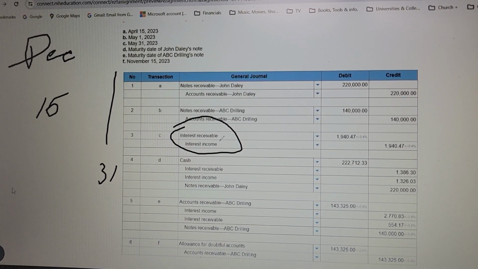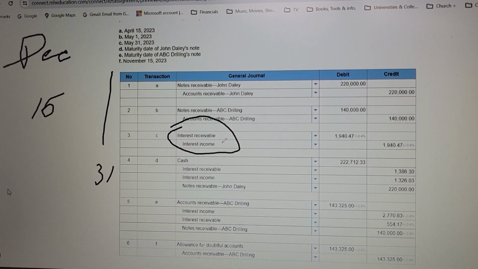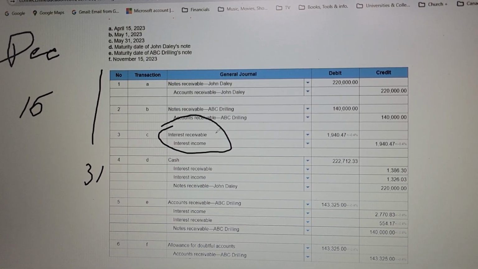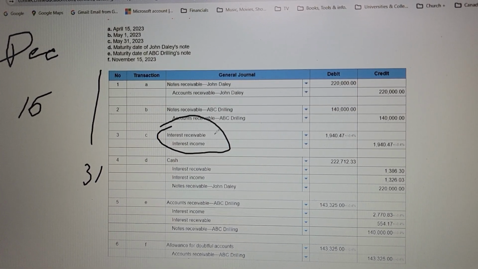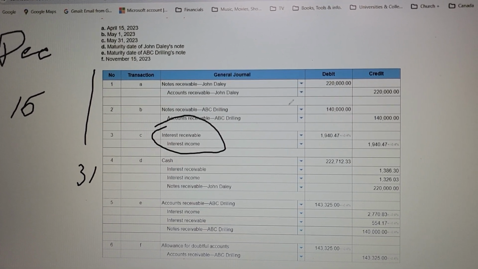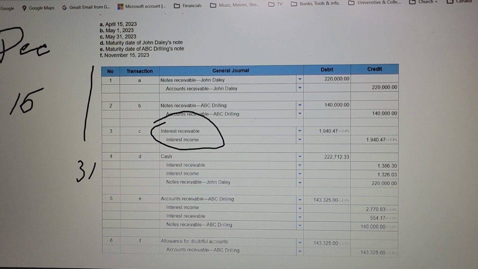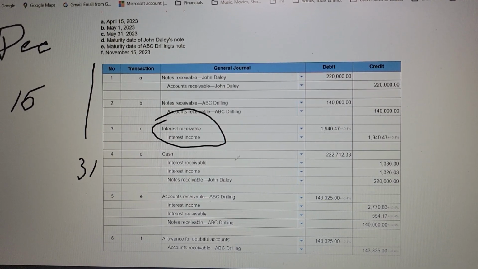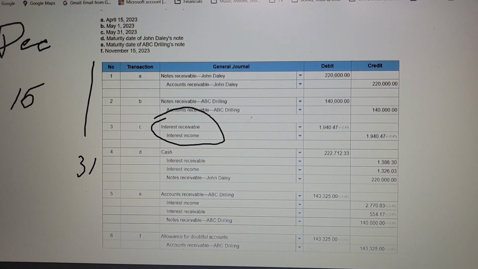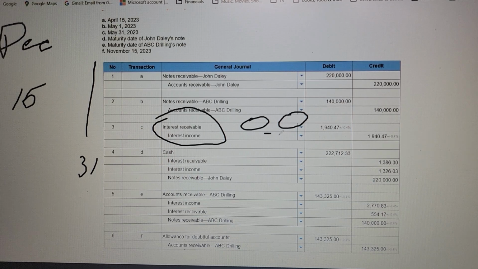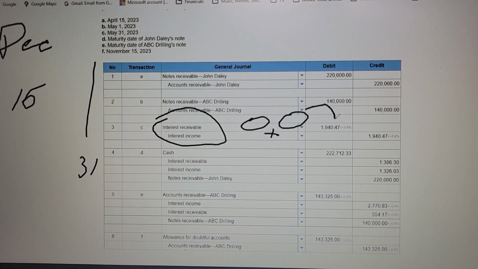So in here, I'm doing this entry to record what? Actually, I'm recording the interest receivable, for both of these two. So you calculate, I'll scroll down and show you. We calculated for one of them, we calculated for the second, and we added them together. That would give me this number.